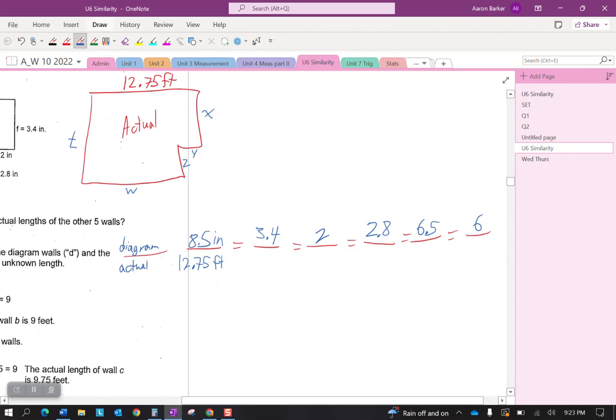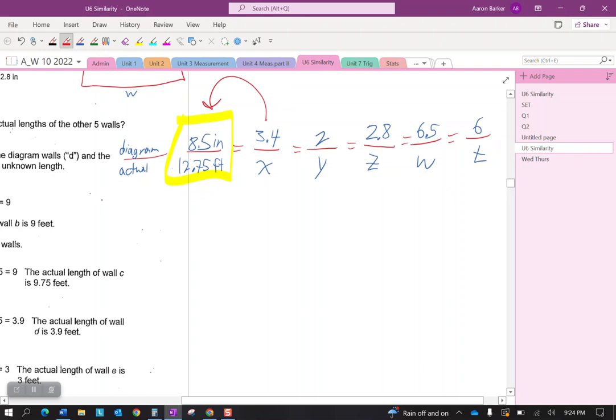So we can then label all the other sides. This will be X, Y, Z, W, T. Notice how I put our key fraction right there, and now we have all the fractions equal to it. So we won't do all of them, but we'll do two of them to make sure we're ready. We can say these two fractions are equal, and that would be a proportion. So we get 8.5 over 12.75 equals 3.4 over x. So now we're going to solve for x.